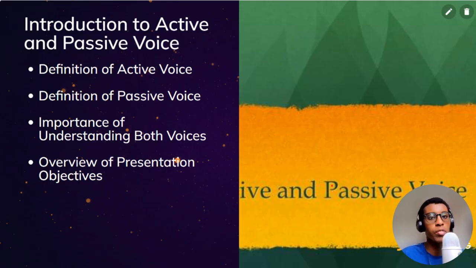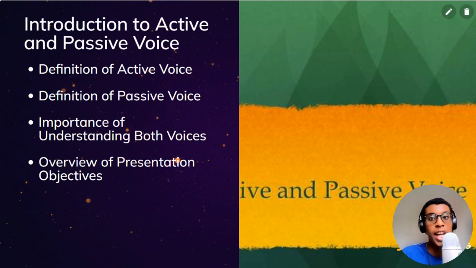Now that we've touched on the basics, let's dive deeper into what active and passive voice actually are and their different functions. In the active voice, the subject is performing an action. For example, the sentence, the dog chases the ball. Here, the subject, the dog, is actively performing the action, which is chases, on the target of the action, which is ball. This is a straightforward and clear example of active voice. It's simple, direct, and it clearly shows who is doing what.